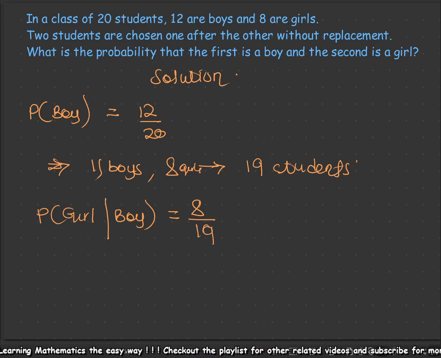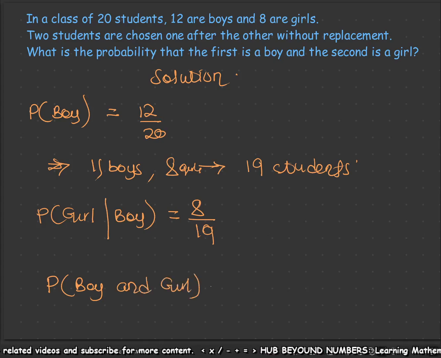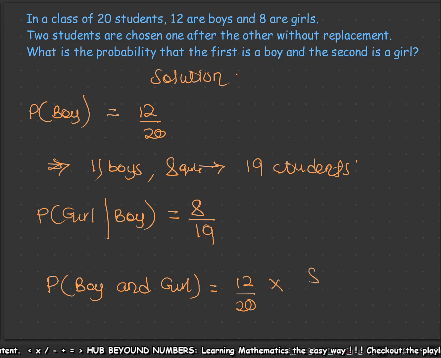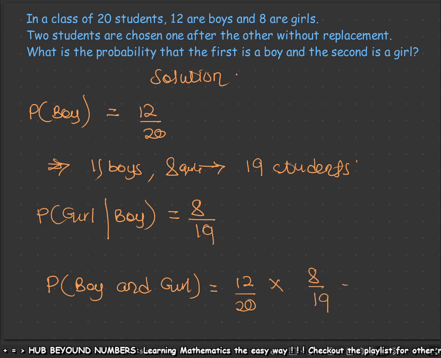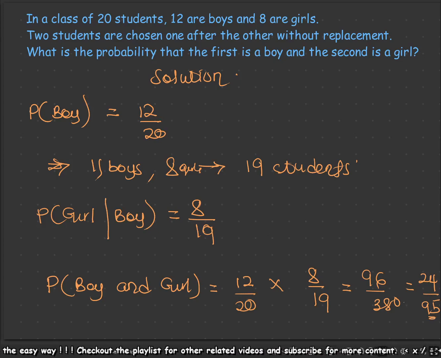Right? So we now come back to the question. It says, what is the probability that the first is a boy and then the second is a girl? So the probability that we pick a boy and a girl is going to be 12 over 20. That is from here. Then times 8 all over 19. And that gives us 96 over 380. Simplified as 24 all over 95. So that is the solution to our question.